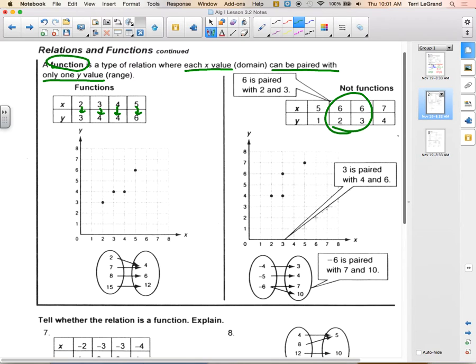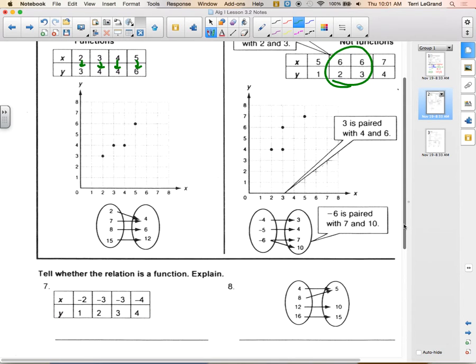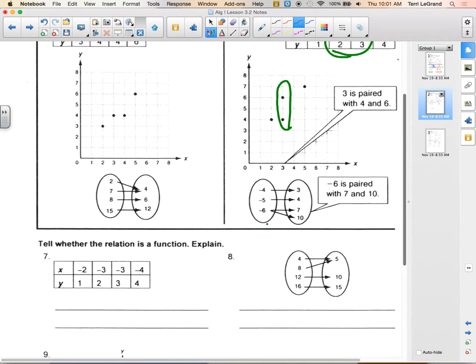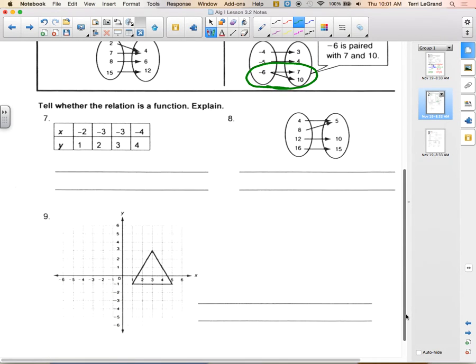So here's their reason. 6 is paired with 2 and 3. Here's their reason for this one. 3 is paired with 4 and 6. There are 2 points that have the same x value of 3, but yet they have different y values. And then notice what it looks like in a mapping diagram, right here. When we have -6, it has an arrow going to two different y values. So it's not a function. Still a relation. All three of those are still relations. They're just not functions.